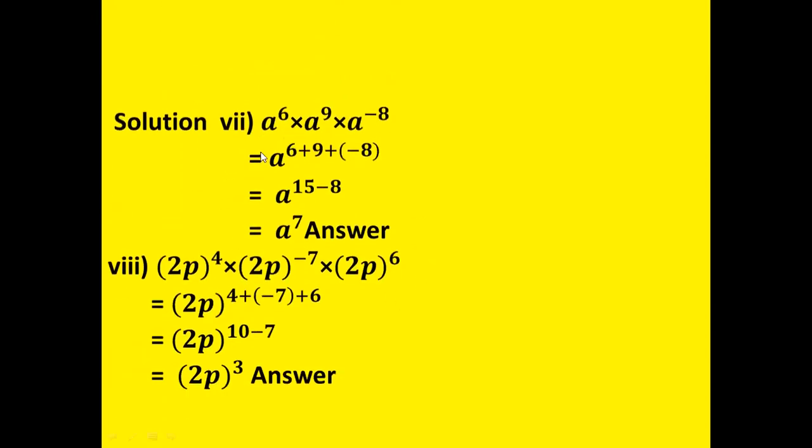Here similarly you can simplify. 8 to the power 6 plus 9 plus this minus 8. All the powers should be added, and plus minus minus 15. 9 plus 6, 15 minus 8 means 7. 8 to the power 7 is the answer.